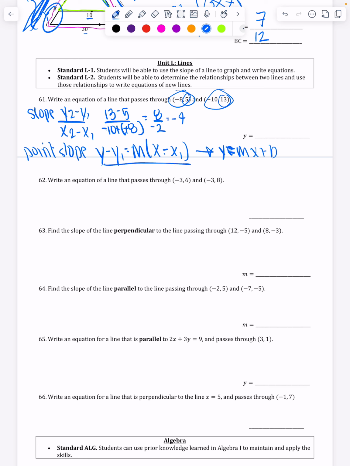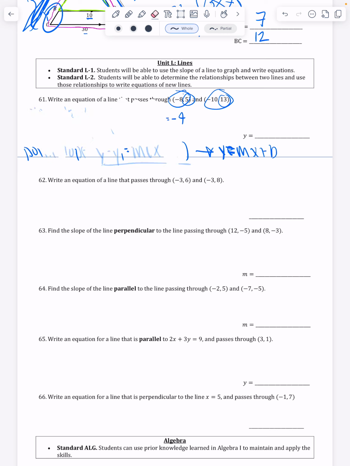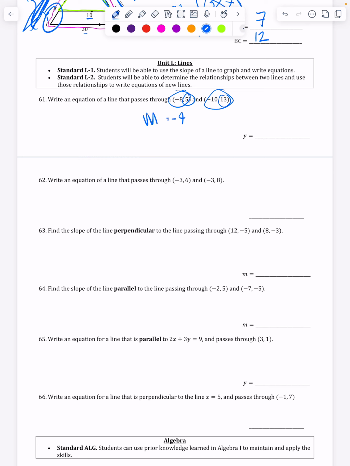And hopefully I can write small enough, or I can just erase. Let me erase real quick. I'm going to leave that slope up there. Erase, this is pretty satisfying. Okay, so here's my slope, m equals -4. So I'm going to just choose this point right here. I don't know why, it just seems friendlier to me. And I'm going to do y minus 5 equals my slope, which I now know is -4, parentheses, x minus the x value, which is -8.